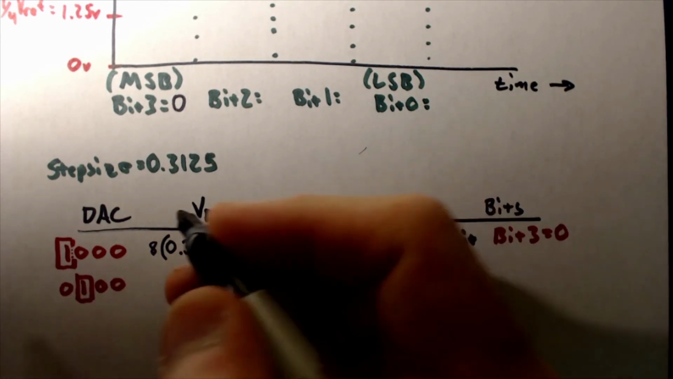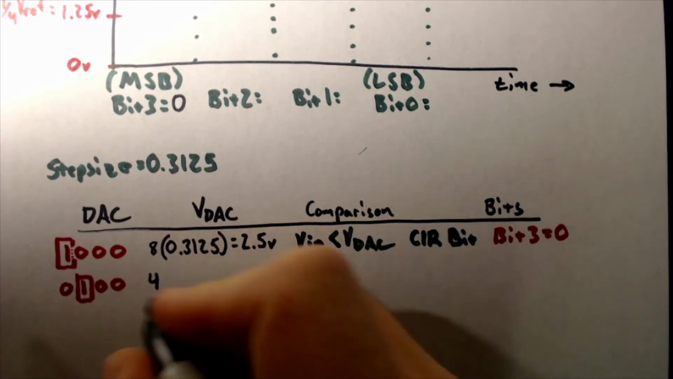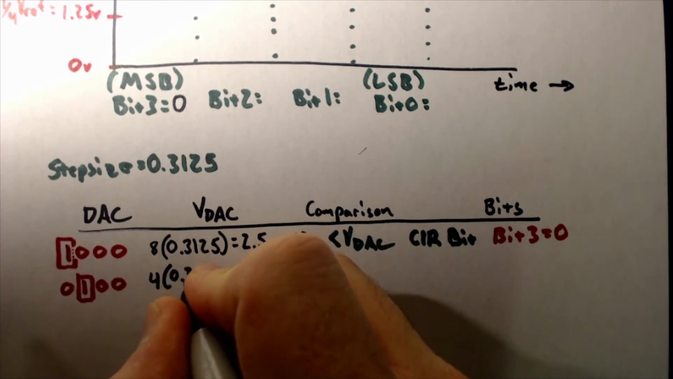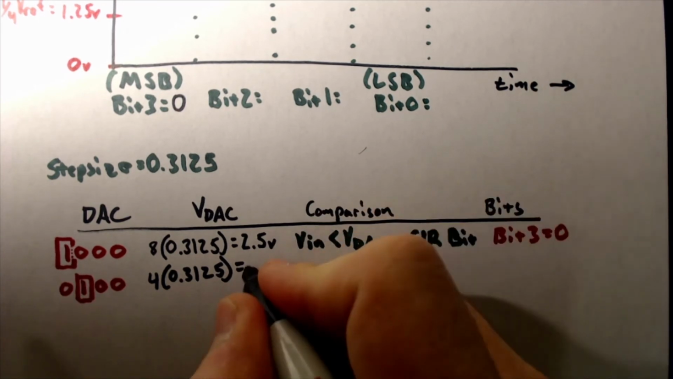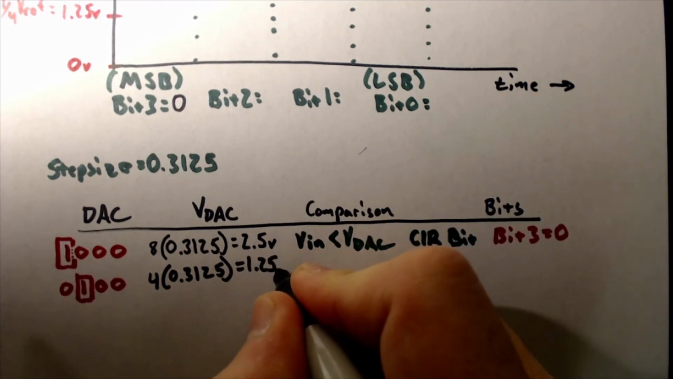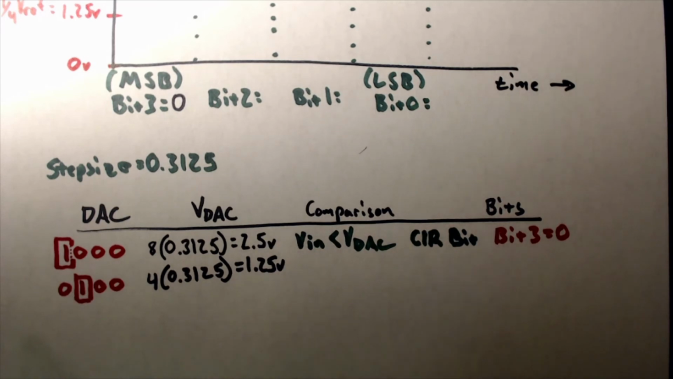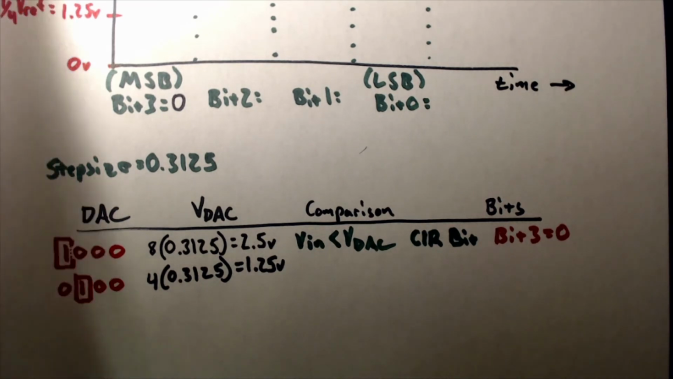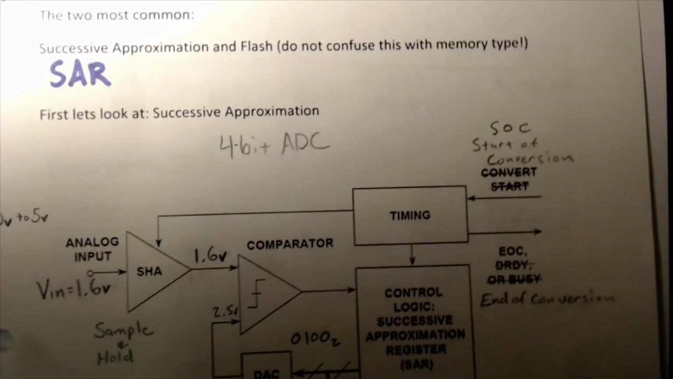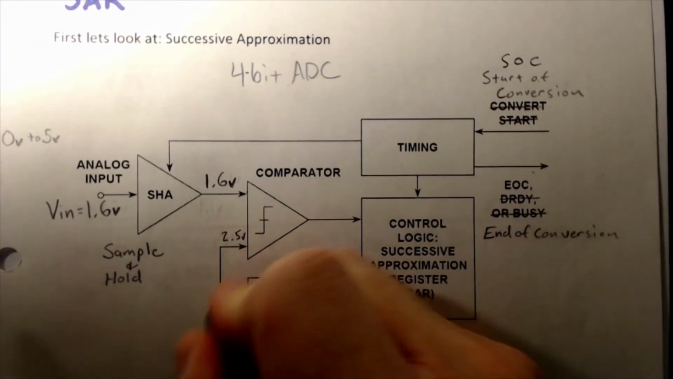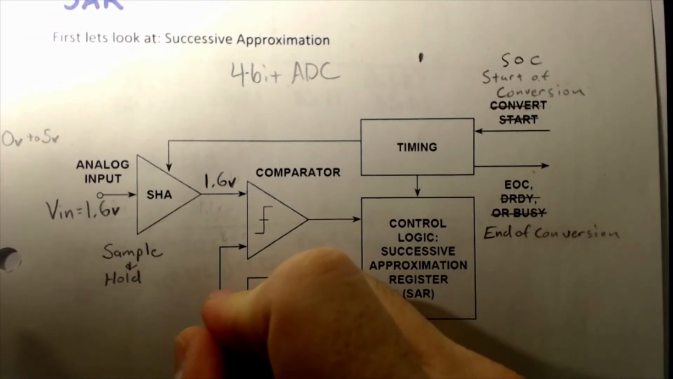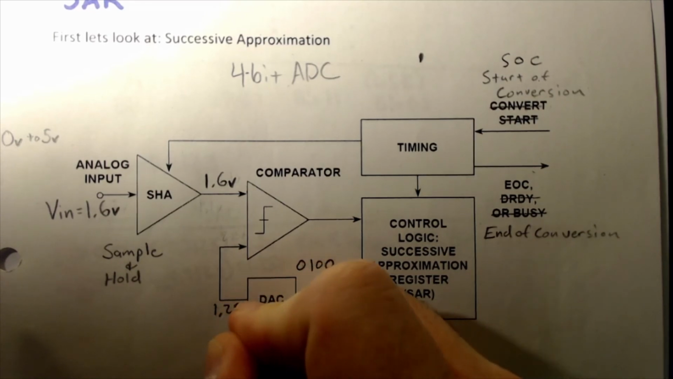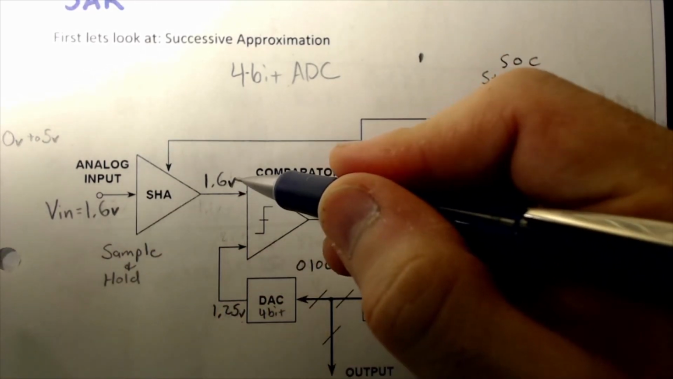Well, 0100 is obviously 4. And 4 times our step size, 0.3125, is equal to 1.25. So now we are comparing 1.25 to 1.6 volts.